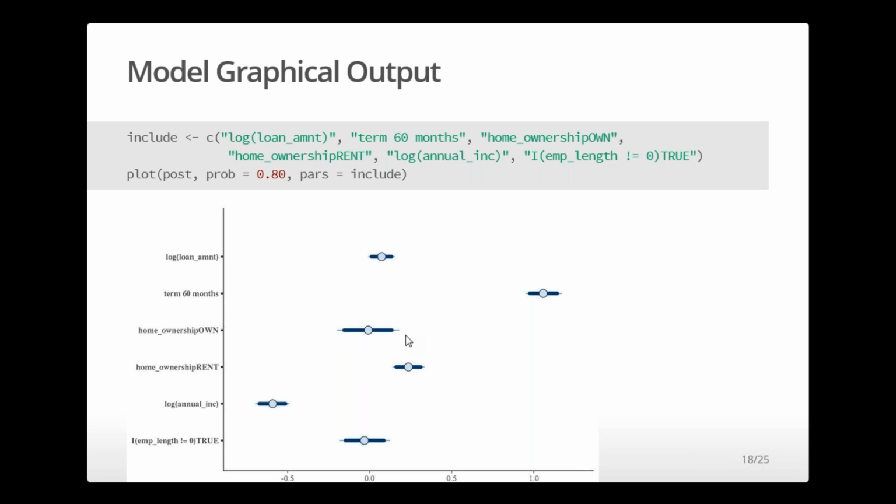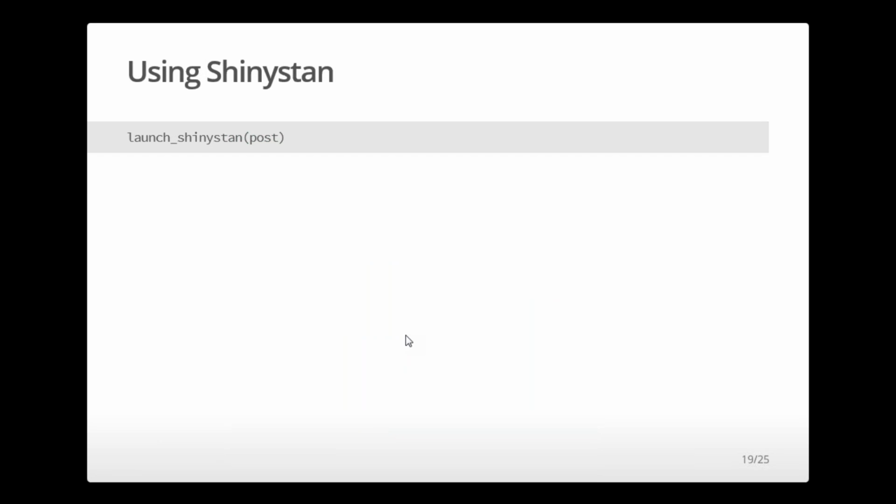So if you just print the post object, you get a lot of the same information, but seeing it in graphical format, I think, emphasizes the real Bayesian nature of the output. You get a distribution rather than a point. And there's lots of plots that we can make.